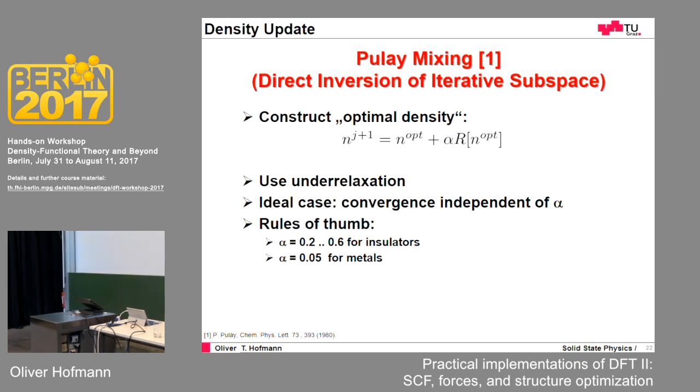Ideally, this would be independent of alpha, and in contrast to linear mixing, which has a very strong influence, here indeed the impact of the under-relaxation is a little bit smaller. It's still not negligible, I have to say, but here we can at least define some rules of thumb. You should take a mixing parameter on the order of 0.2 to 0.6 for insulators and much smaller, on the order of 0.05, for metals. Although I should state here very clearly that this doesn't necessarily always work, and is not necessarily always the perfect case. Sometimes you just have to play with it.